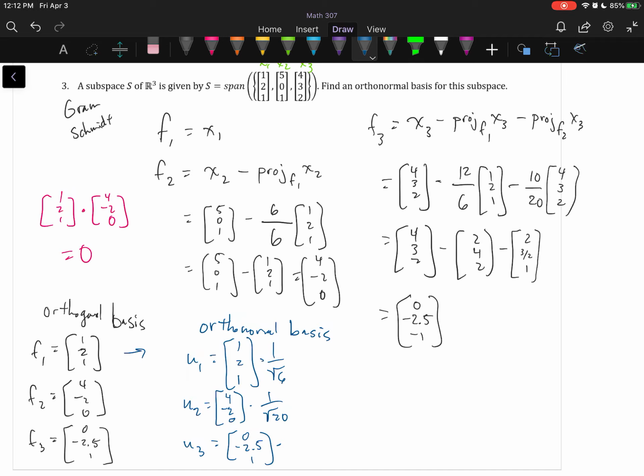Don't make me do that. So that's 6.25 as a squared. So it's times the square root of 7.25. Great. So all of those could be unit vectors. Feel free to check me on that. I might have made a mistake.